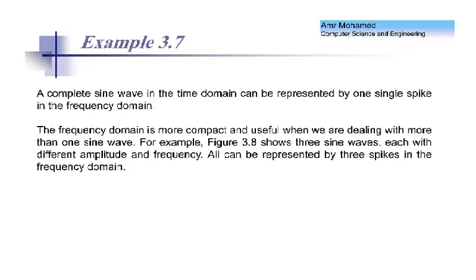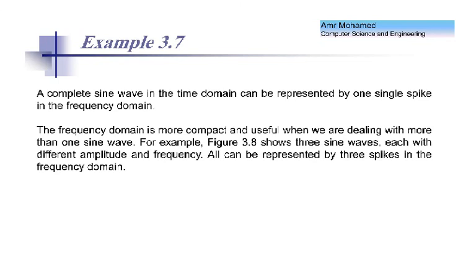So a complete sine wave in the time domain can be represented by one single spike in the frequency domain. And this is the simplest way of representing the sine wave. We represent it using one sample in the frequency domain at the value of the frequency. That's it. So the frequency domain is more compact and useful. More compact, meaning it's a simpler representation of the sine wave. So instead of writing the sine wave like this, it's actually one compact, one simple representation of the sine wave, using one sample in the frequency domain.